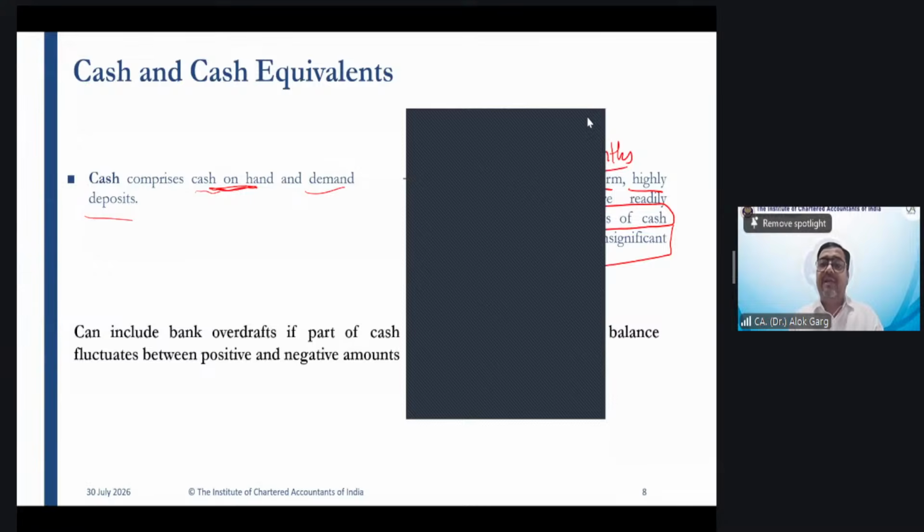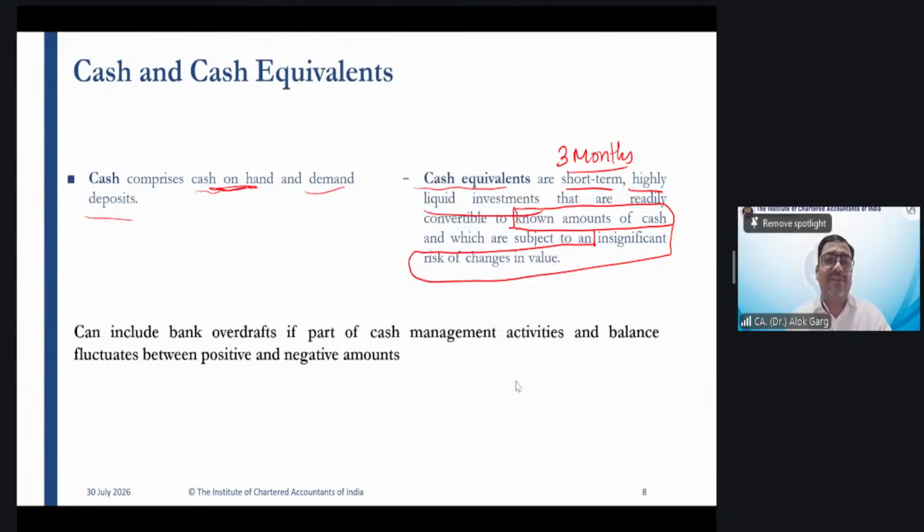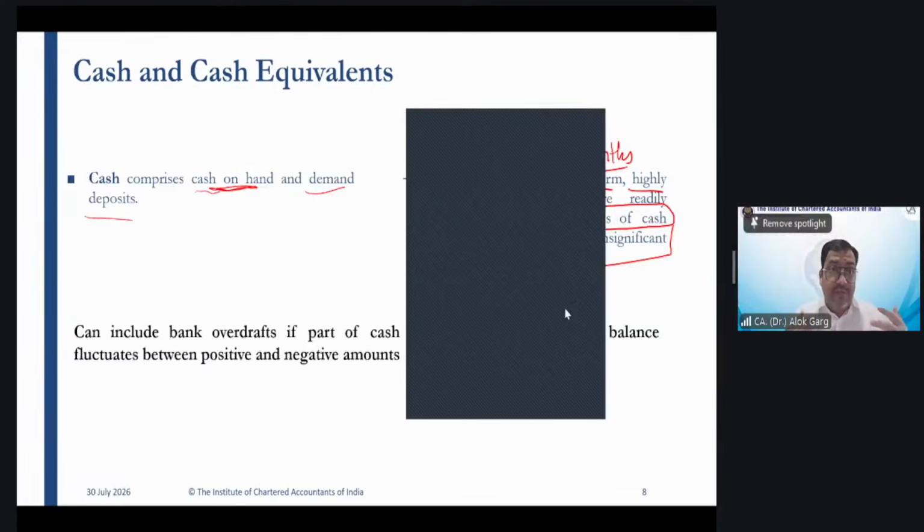Okay. So guys, these shares are at a lifetime low. Do you know if I invested 1 lakh rupee, after 10 days I will receive 2 lakh rupee, or I will receive, let's say, 10,000 rupees? There is a significant risk of change in value. So whether this investment in equity shares will be cash equivalent? Answer is no. It will not be cash equivalent.